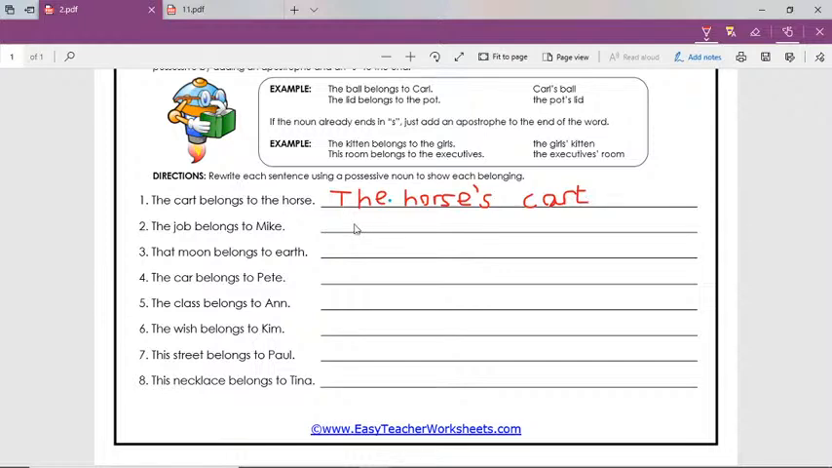Next question, question 2. The job belongs to Mike. How are we going to rearrange this? Starting with whoever it belongs to, and it's Mike. We don't need to put the, because it's Mike as a person. So we put Mike and then it's Mike's. So it's Mike's job.